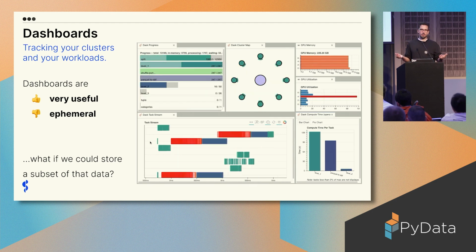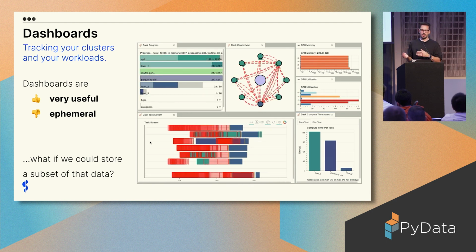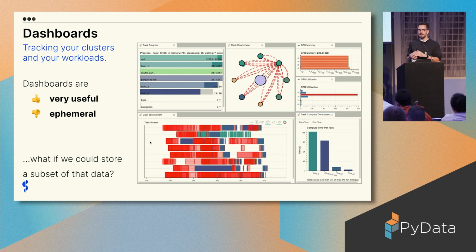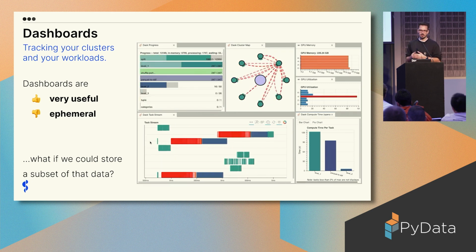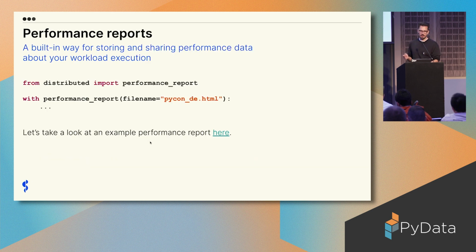So one question that we ask ourselves is, hey, can we maybe store a subset of that data to understand better what's happening in terms of performance? And that's what we have performance reports for. What this does is it's a context manager that you can wrap around your workload, and it then collects a subset of the data that we can show on the dashboards, stores that, and compiles that into one big HTML file that you can share.